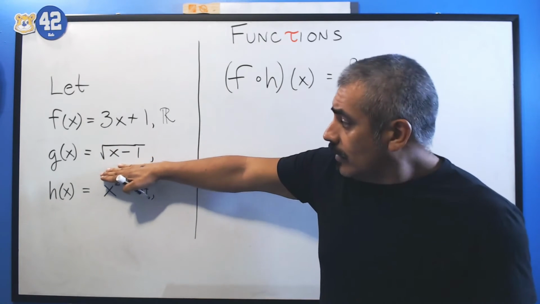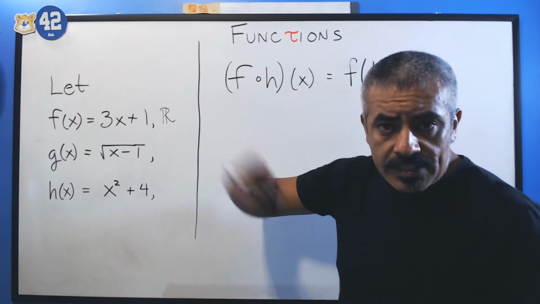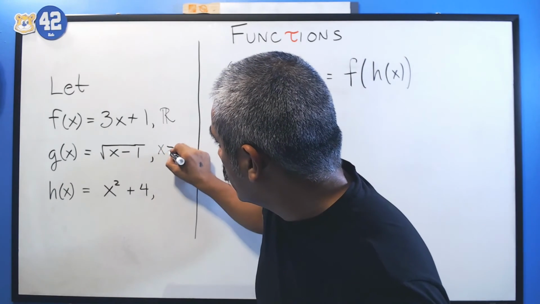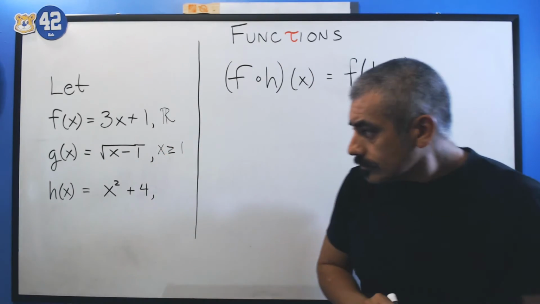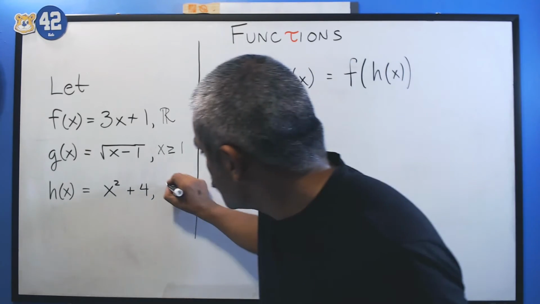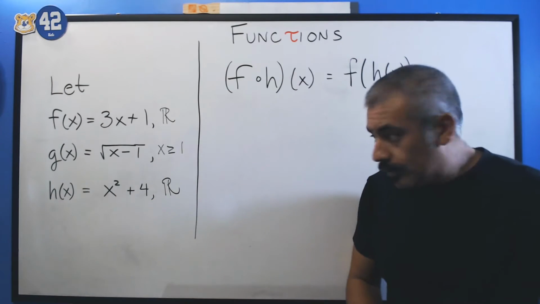Just as a reminder, the inside of the root cannot be negative. It can be 0 or anything greater. So in this case, the domain is going to be x is greater than or equal to 1. And for h of x, the domain is all real numbers. So we're just going to say all real numbers. And that's because it's a polynomial.